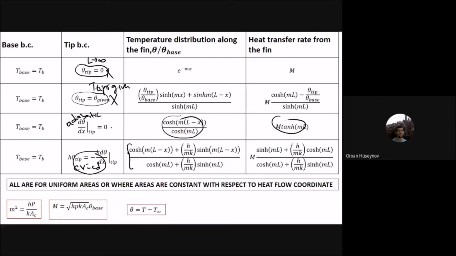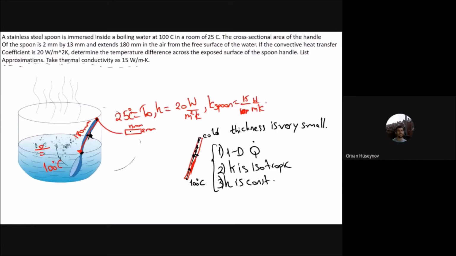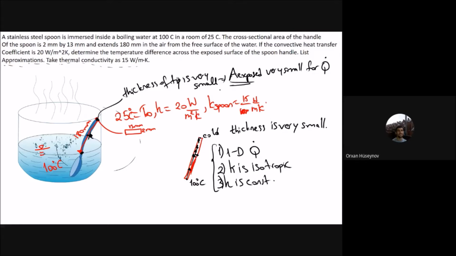But the adiabatic assumption is also realistic. Why is it realistic? Because the thickness of the tip is very small, and it doesn't have much exposed area for heat transfer. Since this area is very small, there cannot be any significant heat transfer at the tip, and therefore we are assuming the tip as if it is insulated, or an adiabatic tip.